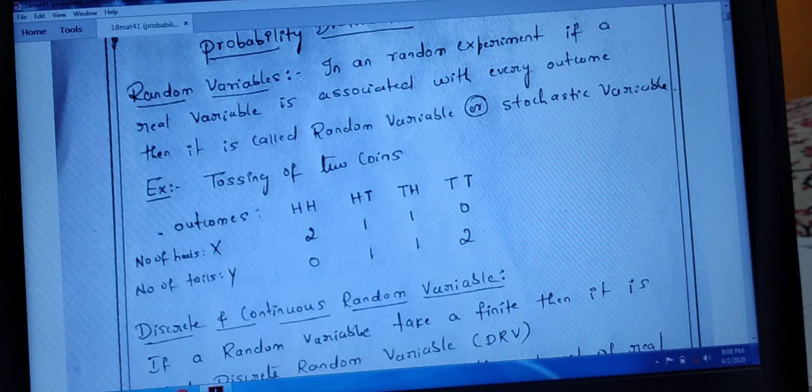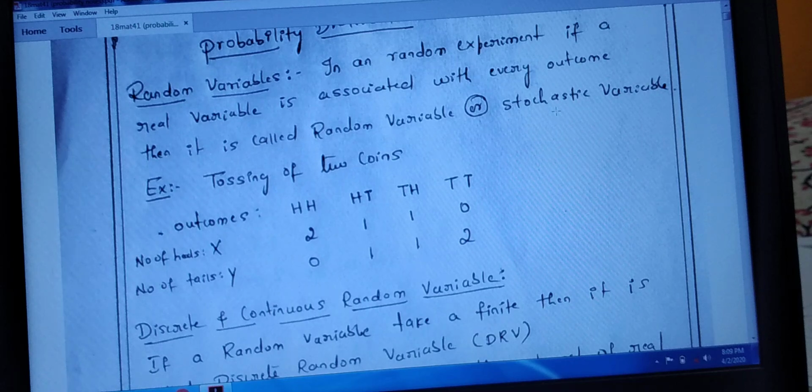So I repeat the definition. A random variable is defined as: in a random experiment, if a real variable, so you already know what we mean by a real variable, that is a variable which assigns a real number, is associated with every outcome, then it is called a random variable or stochastic variable.